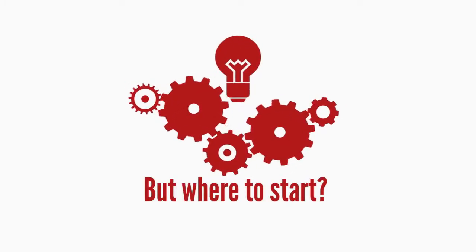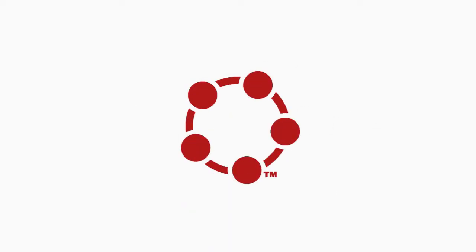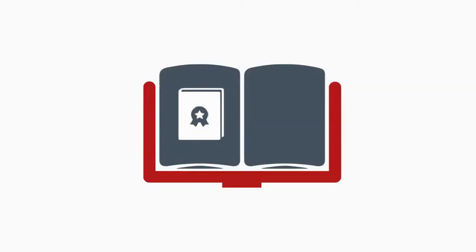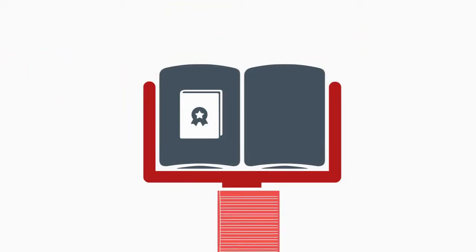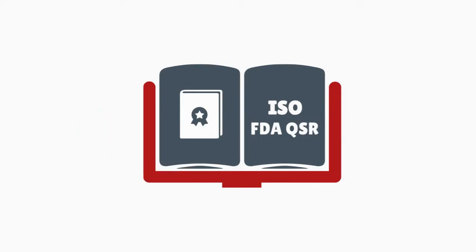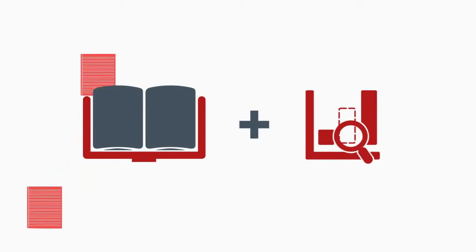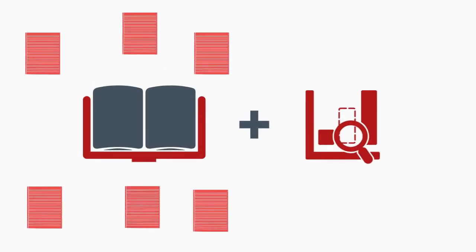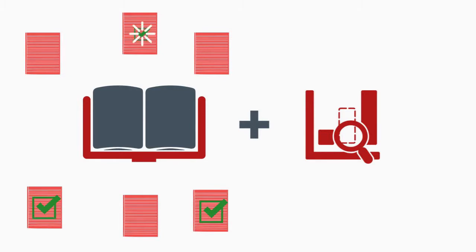But where to start? Start with qmsWrapper, because it includes an interactive quality manual creator tool that helps you create your company's quality manual, one that is fully integrated with your QMS processes or workflows, all in accordance with ISO 13485 and FDA QSR. As a bonus, qmsWrapper includes a gap report tool to help you reveal any holes between what you currently do and what the compliance standard and your quality manual are expecting.